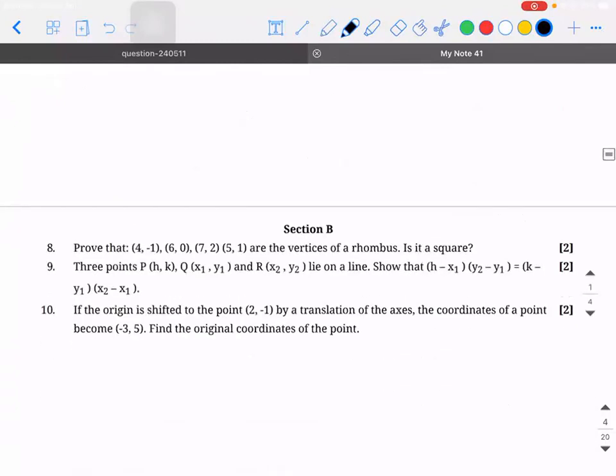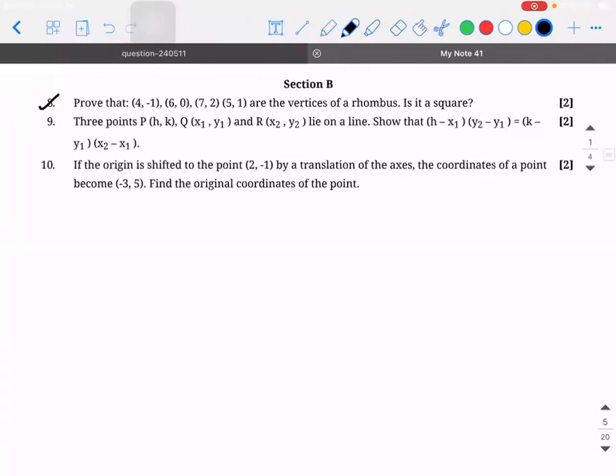Okay. So prove that these points are the vertices of a rhombus. Is it a square? So for you to prove that they are the vertices of the rhombus, take the adjacent sides. Then what can you do? Find the distance between all the sides. Right? They're coming out to be equal. Then what can you say?